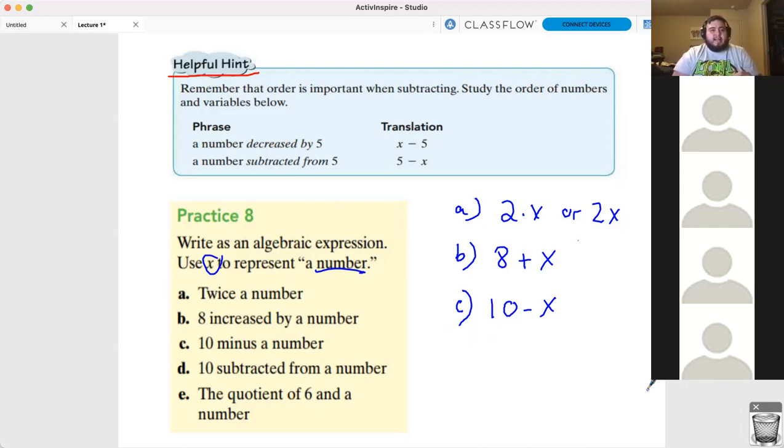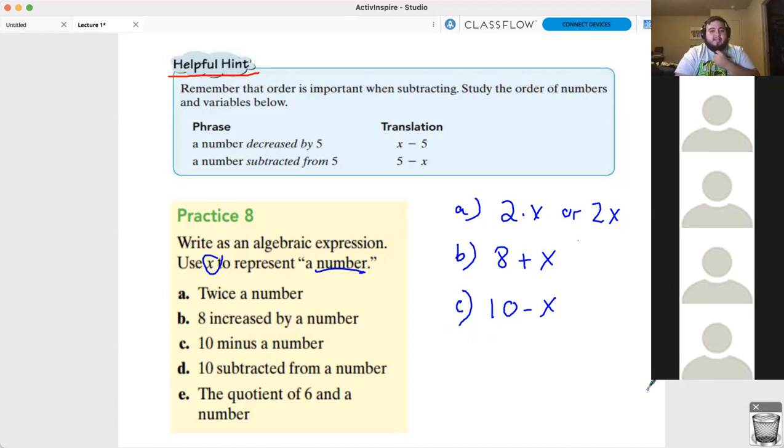Always use a number as a sample if you need that assurance, because there was a lot of doubt, like, is it really 10 minus x? Well, let me see this. 10 minus 5 is 10 take away 5, which is 5. Okay, yeah, 10 minus x.